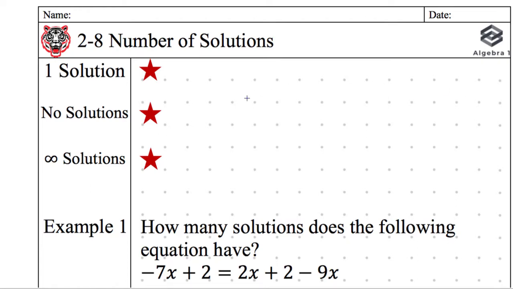So 1 solution. This is the basic way of saying it: it's everything that we've been doing this year up to now. If it looks like stuff that we've been doing a week ago, 2 weeks ago, a month ago, you're probably dealing with 1 solution. You get your final answer, x is equal to 7, or y is equal to 3. It's saying, here is your one answer. x has to be this and nothing else. x is 7, x cannot be 8, x cannot be 7.5, it has to be 7. y has to be 3.